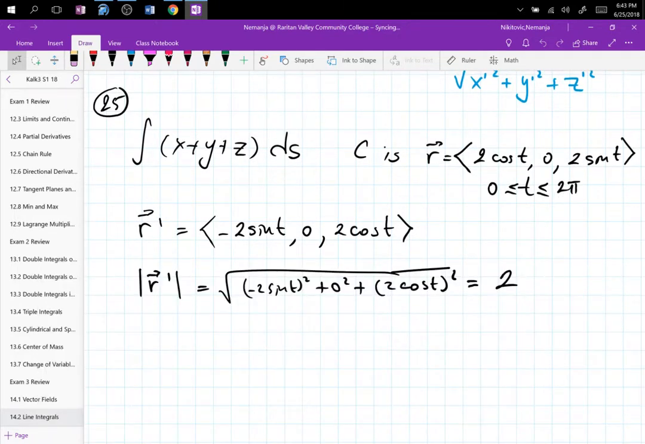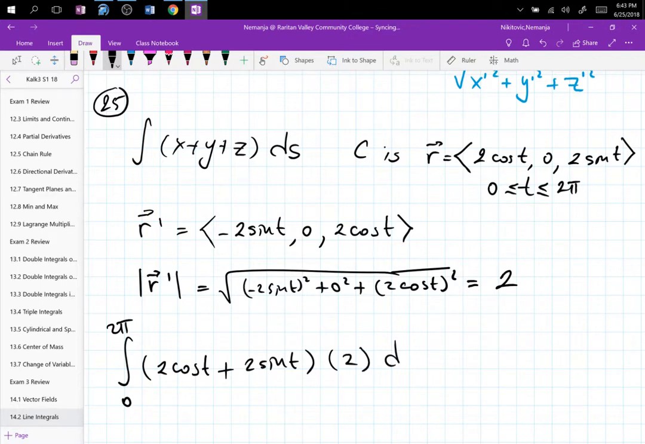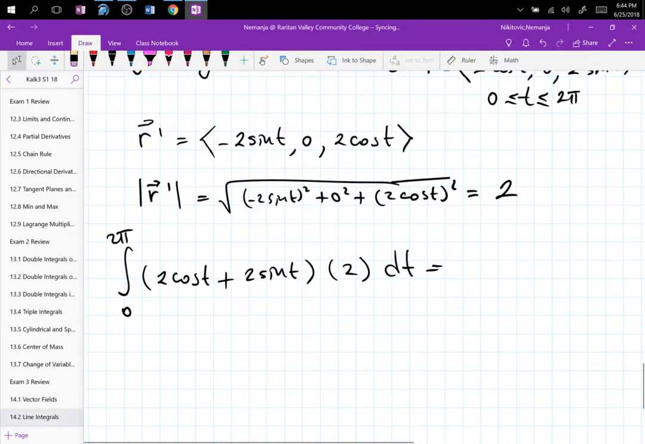So now we have our integral from 0 to 2 pi. Now it's parametrized with t, but it's actually theta, so we could have used theta instead. Your x is given as 2 cosine t plus y is 0 plus z is 2 sine t. So those are given in the parametrization, times 2 and then dt. So we can kick out 4.